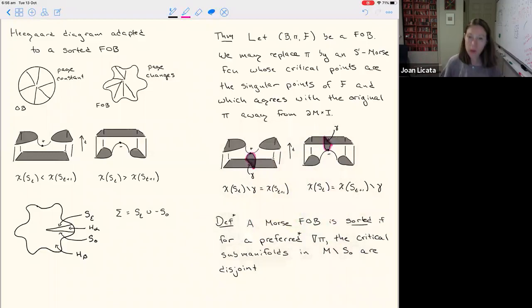Okay, so here's our definition. It's a definition with a star because I'm not telling you what kind of gradient-like flow we need to use. So we say a Morse foliated open book is sorted if, for the right kind of gradient-like flow, all the critical submanifolds can embed disjointly in the complement of this initial page. So this is on the next page.